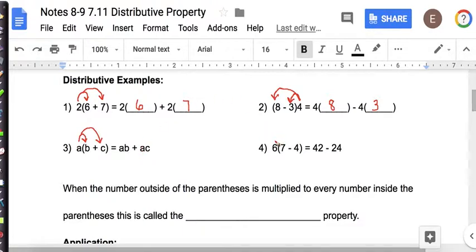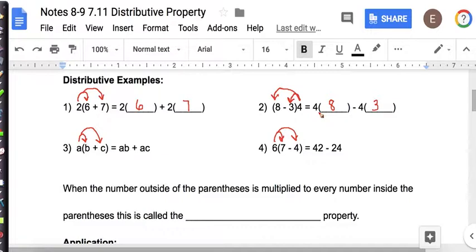Now I want you to look at number 4, because instead of writing 6 times 7 minus 6 times 4, look what I wrote. 6 times 7 is 42, and 6 times 4 is 24. And then, of course, there's a subtraction sign in between them. So sometimes I can use what the numbers multiply together equal instead of using the two numbers like I did in 1 and 2. Okay?